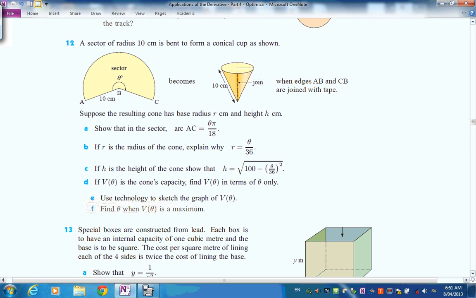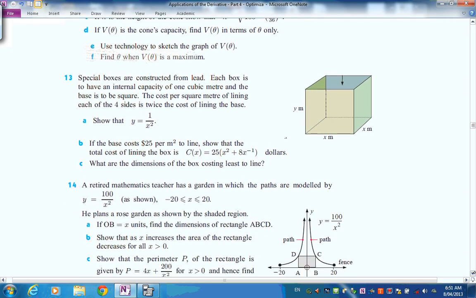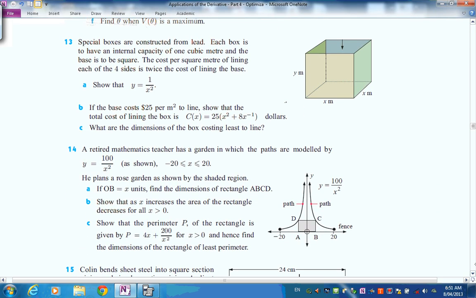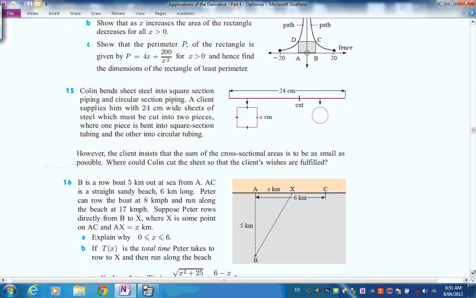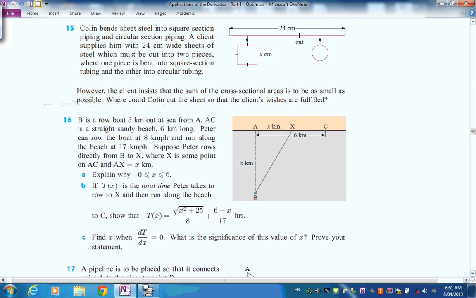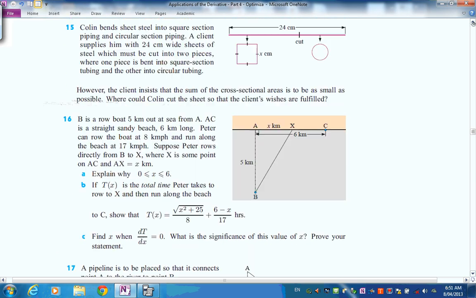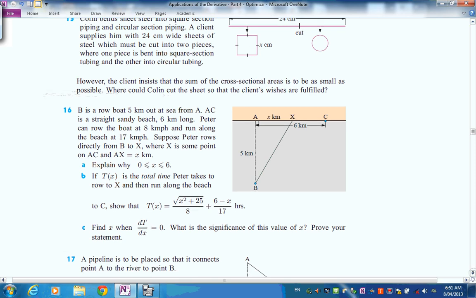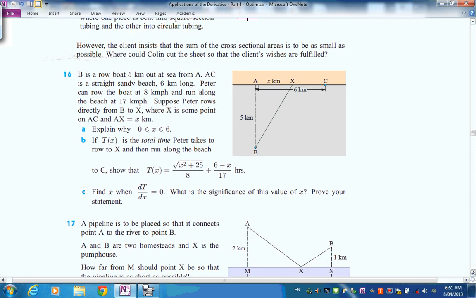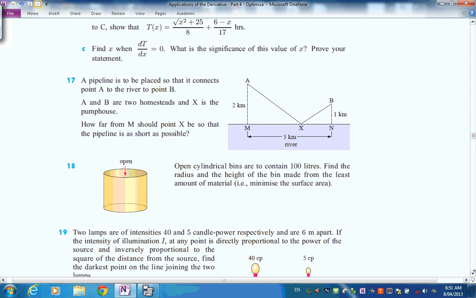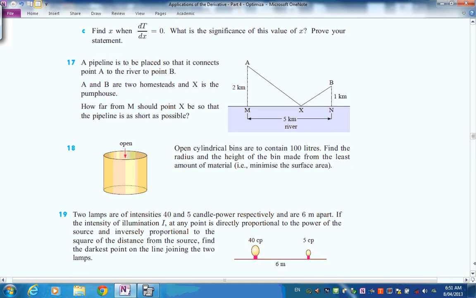They're all interesting problems. I don't think you're going to have time to do all of them. 13 and 14. 15 and 16. Let's come back here. 17. Let's go a little bit further here. Let's go to 16, 17, 18, 19, I think.